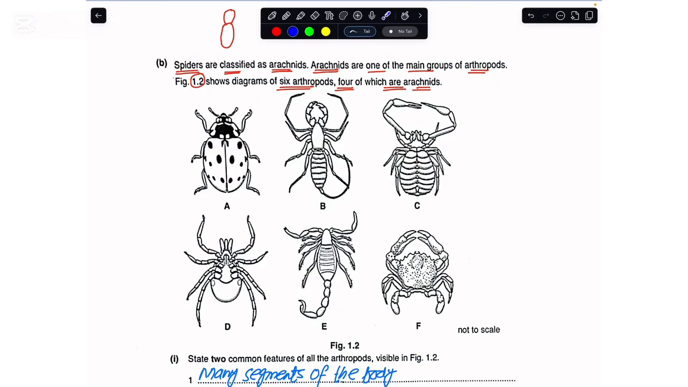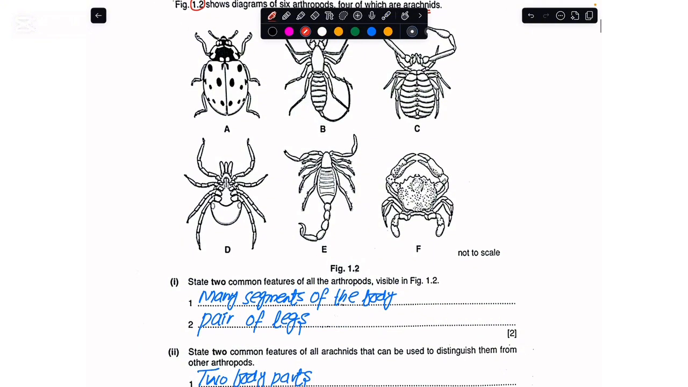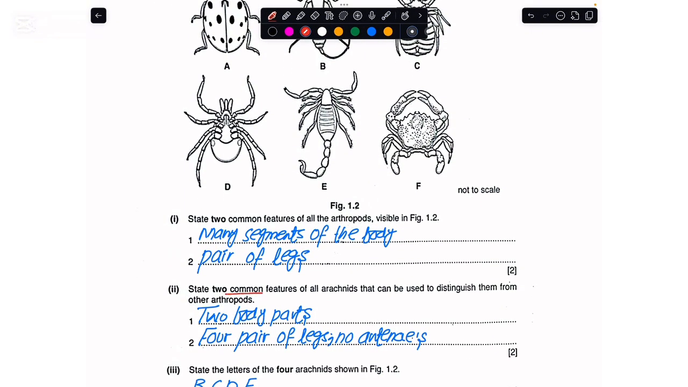So whenever the word arthropods comes in biology, you would say that these arthropods have got a segmented body and they have got paired legs. So here you would score a total of 2 marks. Now further they are asking to state two common features of all arachnids that can be used to distinguish them from other arthropods. So for the arachnids, the idea is that their body has got two segments. One of them is the head, and the other part is the cephalothorax. And they would have a total of four pairs of legs, and they would have no antennae.